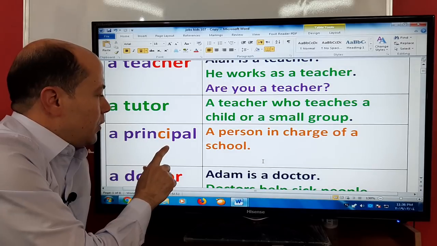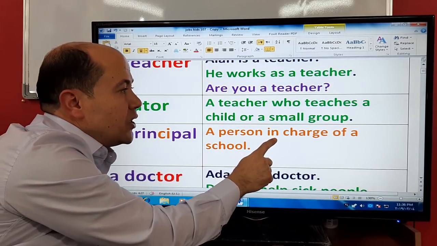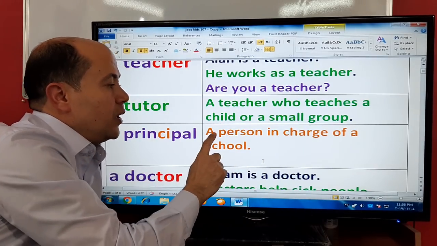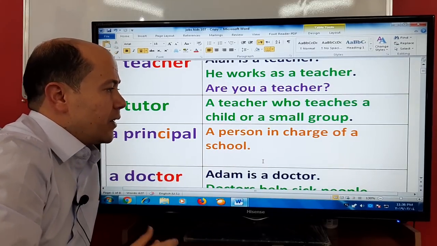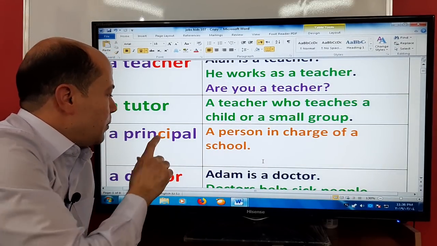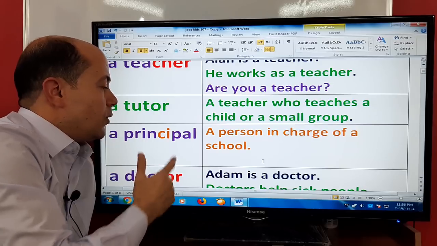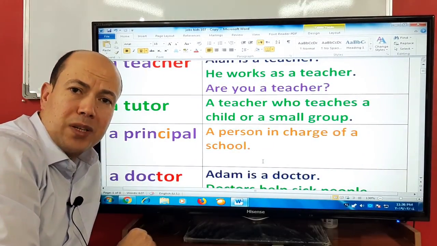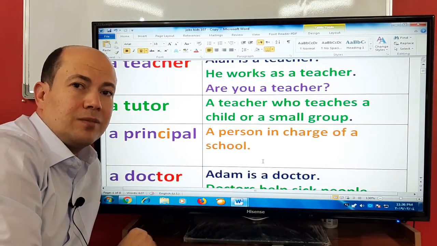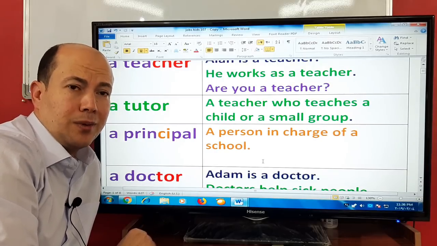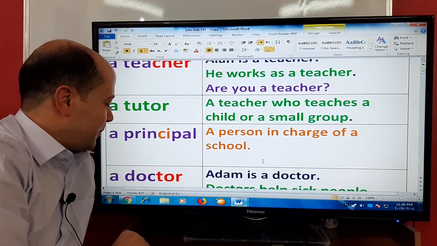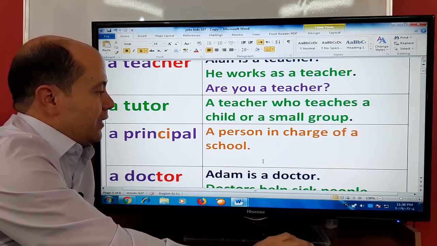A principal, a person in charge of a school. شخص مسؤول عن مدرسة أو كلية أو جامعة. A principal اللي هو المدير، مدير المدرسة أو الناظر. Yeah, I will tell the principal, مثلا, for example. Okay.